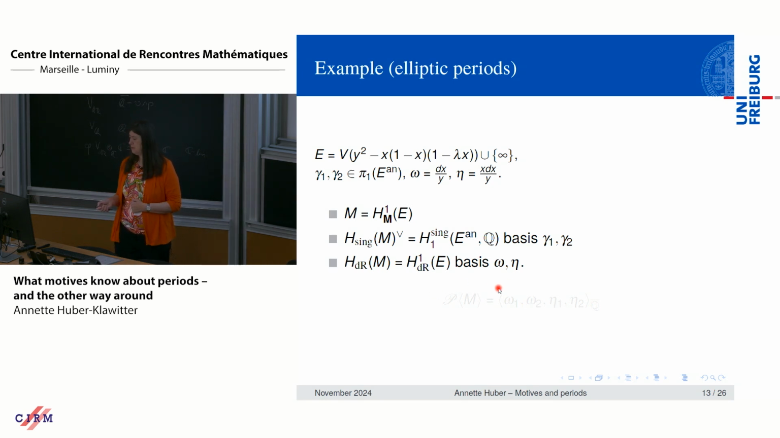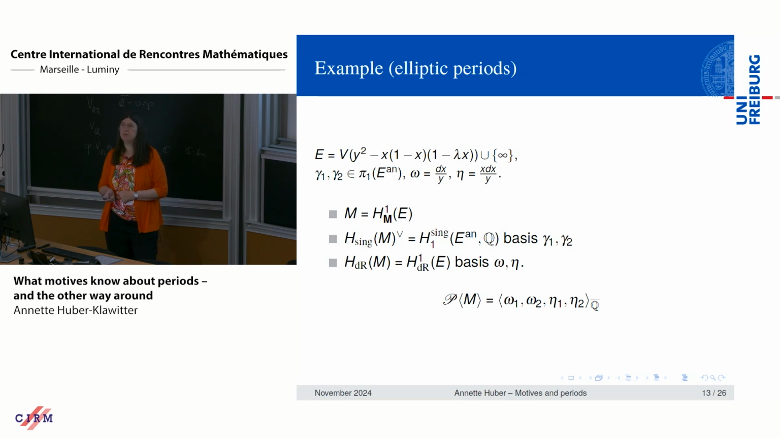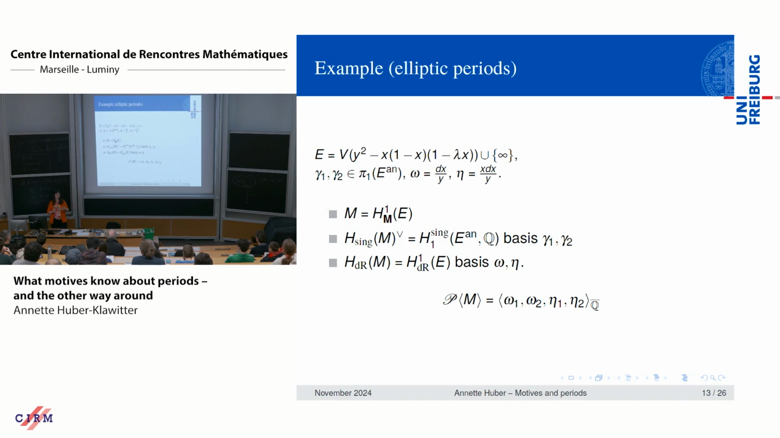So you get the period pairing, you evaluate these 4 possible choices. And the period space for this H1 of the elliptic curve is spanned by these 4 numbers: omega 1, omega 2, eta 1, eta 2 over Q bar. So this is a subspace of C. Its complex dimension is at most 4. But it's not obvious whether it's 4 or 1, right?